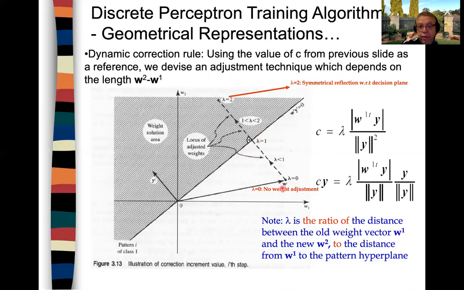If lambda is equal to 2, that's a symmetrical reflection with respect to the decision plane. And ideally, I would like to take my lambda between 1 and 2, so that I move not on the hyperplane, but I fall here in the weight solution area. And I would move in the direction CY. So if I am here, I move along this direction of CYi, okay.